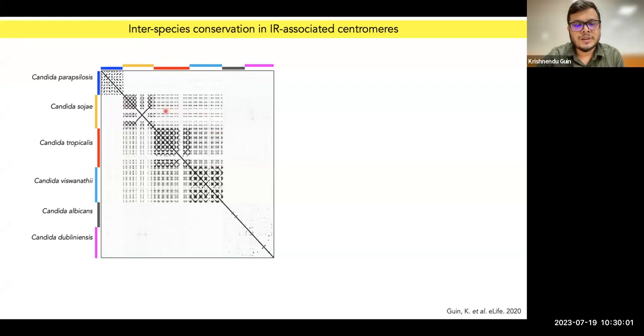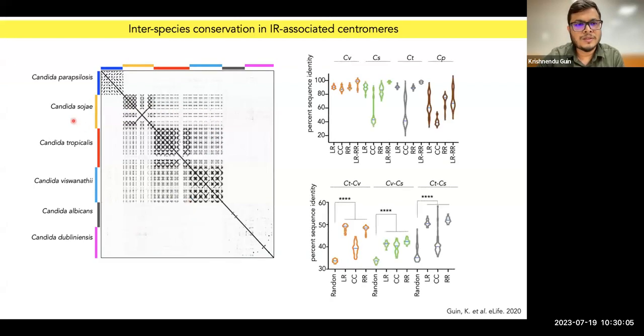Given this highly homogenized centromere in this species complex, we also compared their individual repeat elements, the left repeat, the middle or central core, and the right repeat, to see how similar they are within the species and across the species. We could show that, compared to random sequences, which in the genome would probably have somewhere between 30 to 40% sequence identity, the centromeres are quite conserved, with more than 50% sequence identity, for example between tropicalis and Candida viswanathii. That's also true for the other combinations, viswanathii to sojae and tropicalis to sojae. So this species complex has some conserved DNA elements, and we could show that there are some conserved DNA motifs within these sequences, although we did not really pursue that.